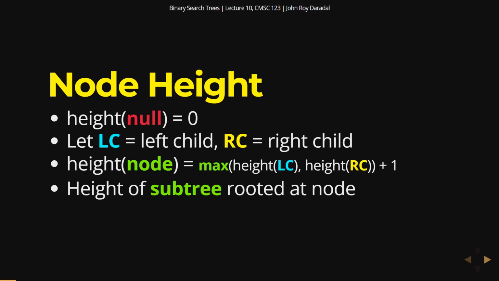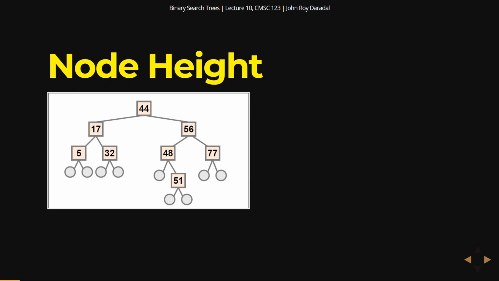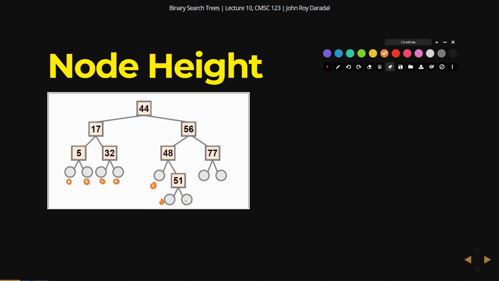Okay, so let's see an example of how you compute the height of the node. So given this example here, let's try to figure out the height of the node. So the null nodes here would all have height of 0, right? So they'll all have height of 0. And then let's try the leaf nodes. So for here, they're both 0, so the max is 0, and then plus 1, so that's 1. Here it's also 1. Here it's also 1. Here it's also 1. But here for 48, you have left child is 0, right child is 1, so the max of that is 1, and then you add plus 1, so that's 2.